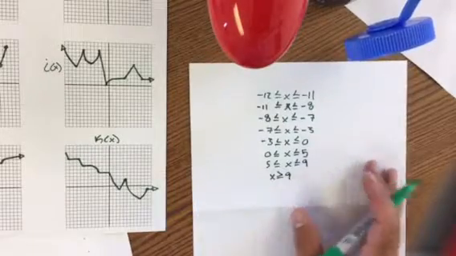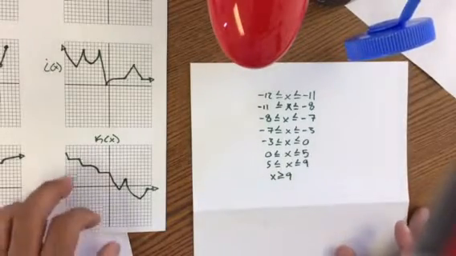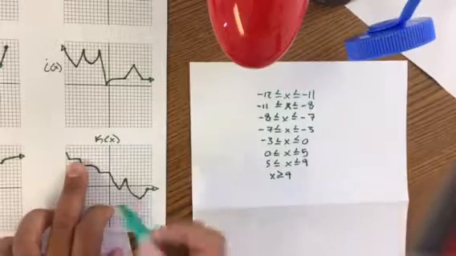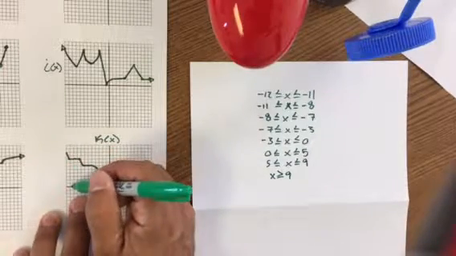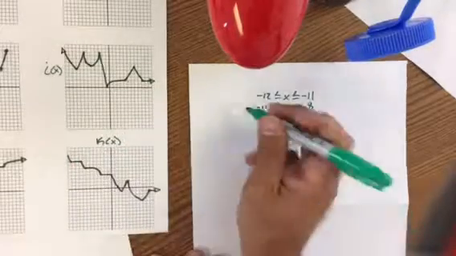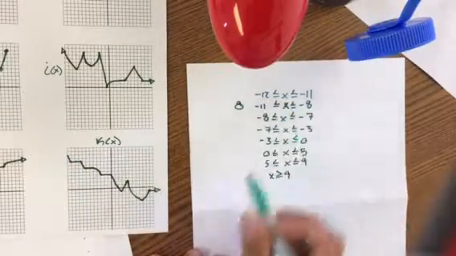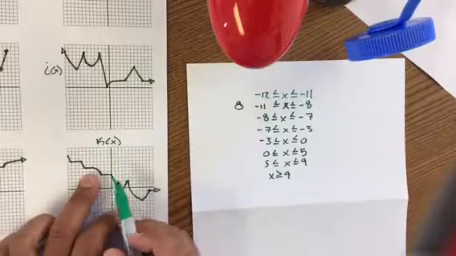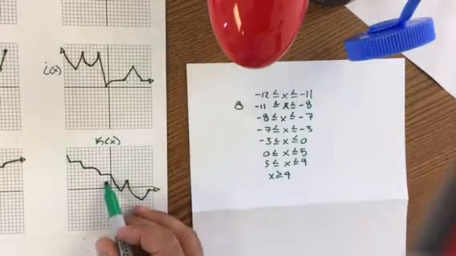Now I need to come up with the rules. So I'm looking at this one right here. The second one is a constant, so I'm gonna do that. This is a constant at 8. This is a constant at 4.